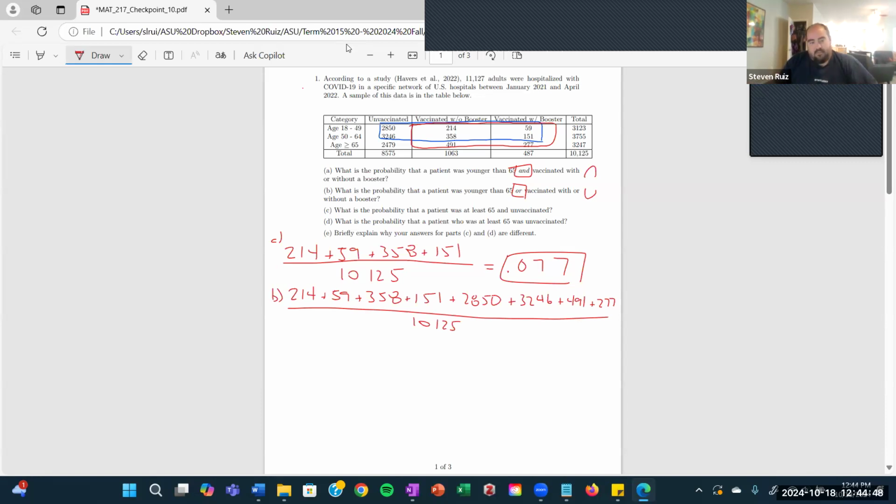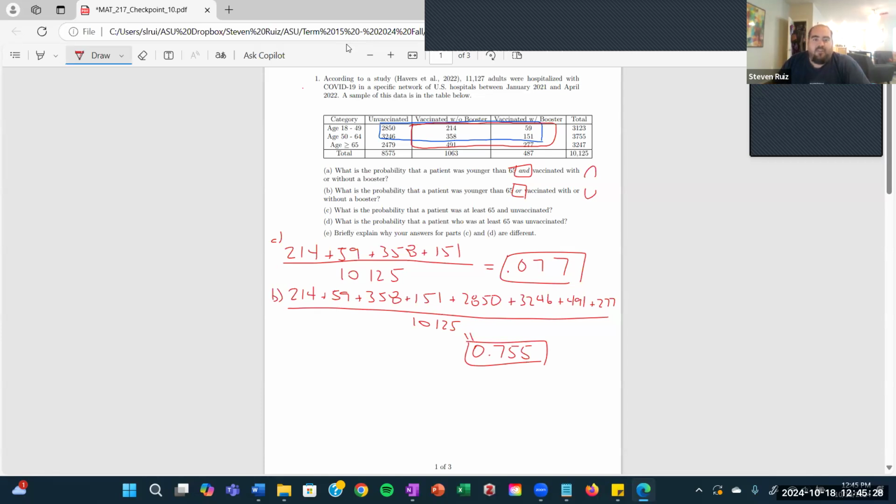So let's do a slightly less quick calculation. 214 plus 59 plus 358 plus 151 plus 2,850 plus 3,246 plus 491 plus 277 divided by 10125. Much higher probability of 0.755. All right, so that's part B.